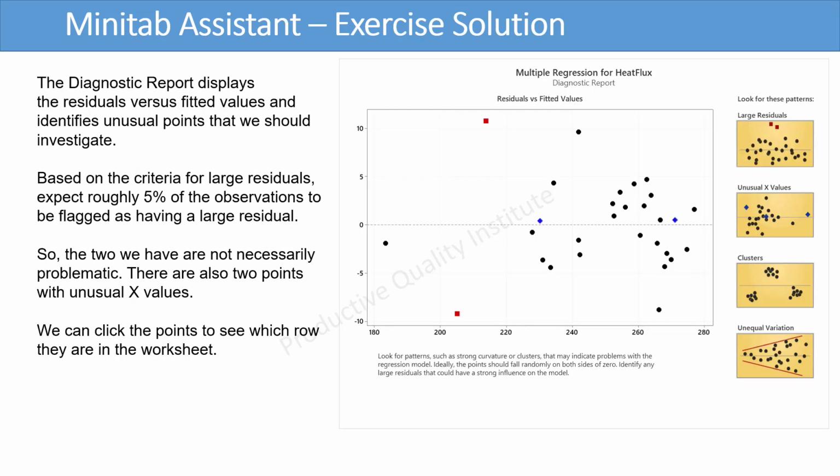The diagnostic report displays the residuals versus fitted values, and identifies unusual points that we should investigate. Based on the criteria for large residuals, expect roughly 5% of the observations to be flagged as having a large residual. So, the 2 we have are not necessarily problematic. There are also 2 points with unusual X values. We can click the points to see which row they are in the worksheet.